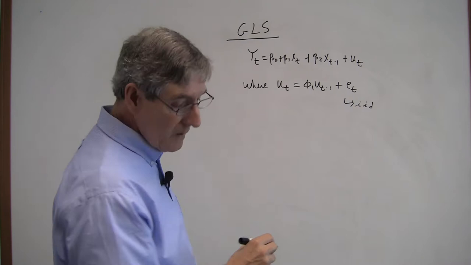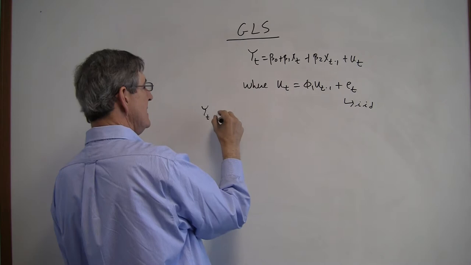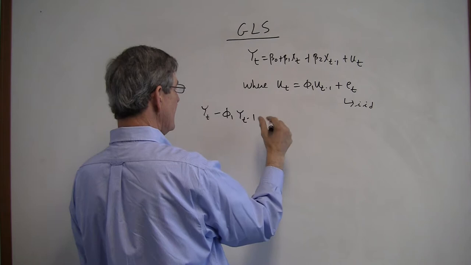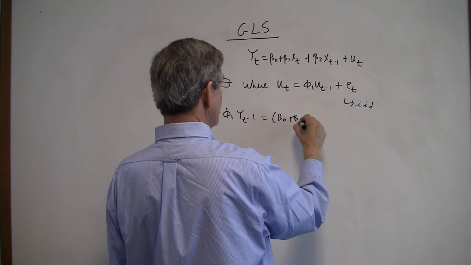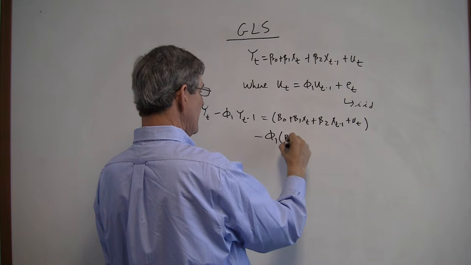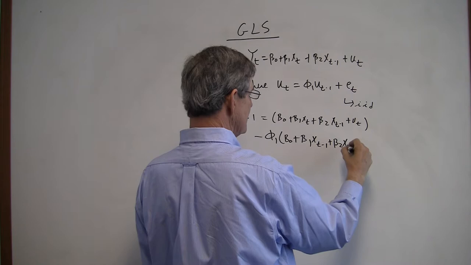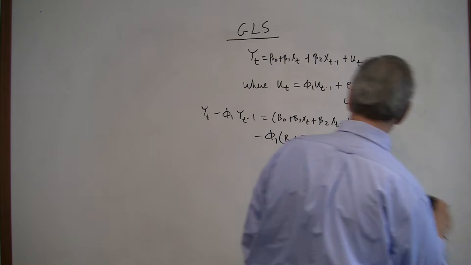Well, let's look at taking yt. We're sort of going to mimic this. If we move this to the other side, we'd isolate et. So let's try yt minus phi 1 yt minus 1. What would that equal? Well, that would be beta 0 plus beta 1 xt plus beta 2 xt minus 1 plus ut, minus phi 1 times beta 0 plus beta 1. Now this is lag, so we just lag these variables: xt minus 1 plus beta 2 xt minus 2 plus ut minus 1.